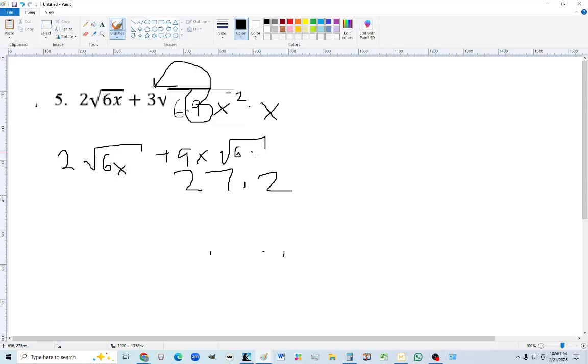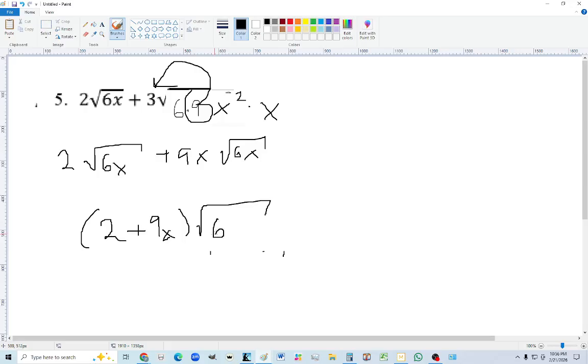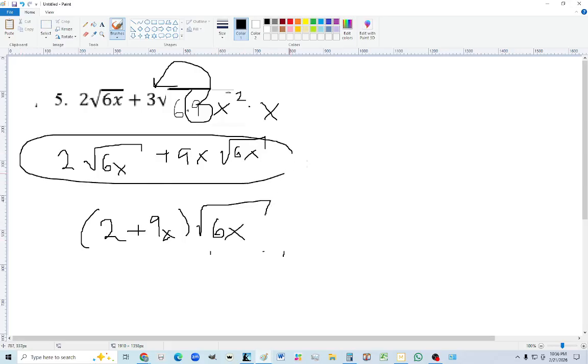Now what's interesting here is x represents a number we don't know yet. Therefore, I cannot add it to the 2. Now you could write it like this. 2 plus 9x times square root of 6x. Most likely your teacher just wants you to keep it in this form.